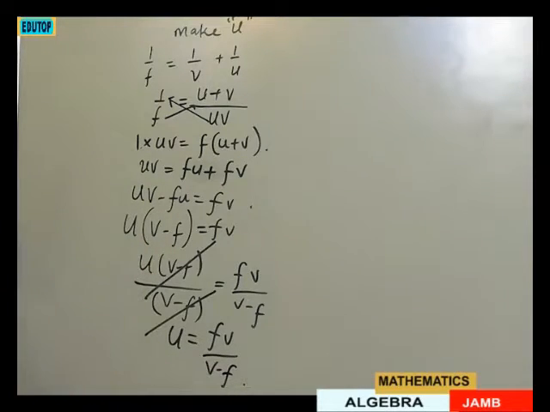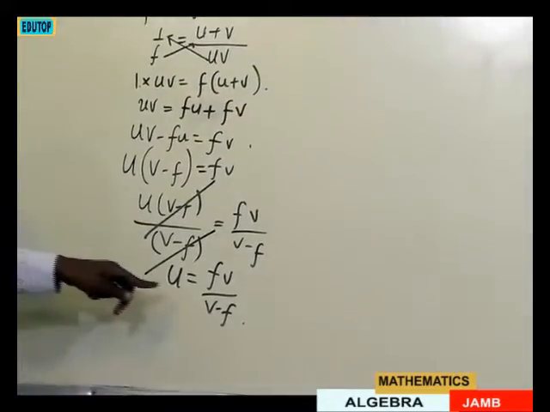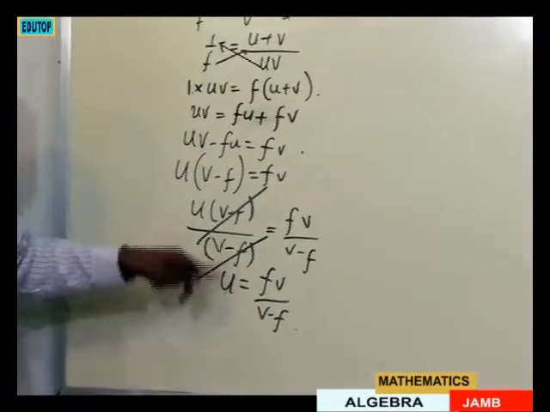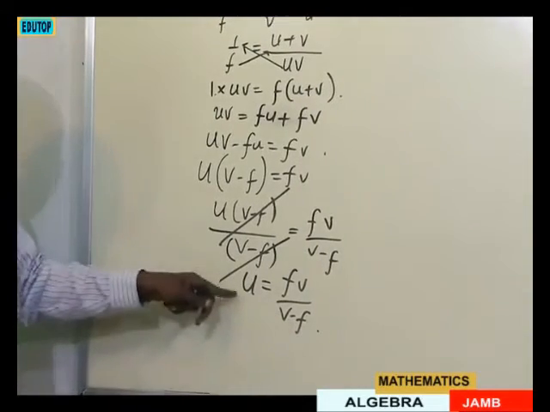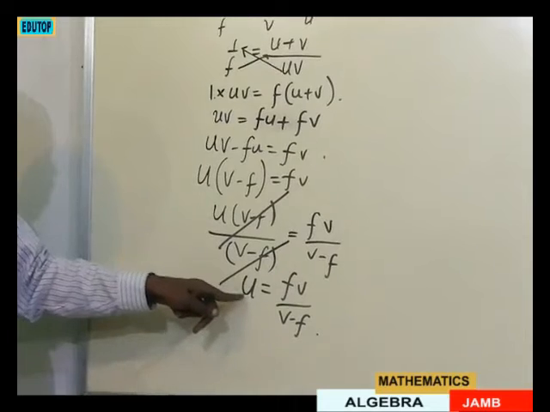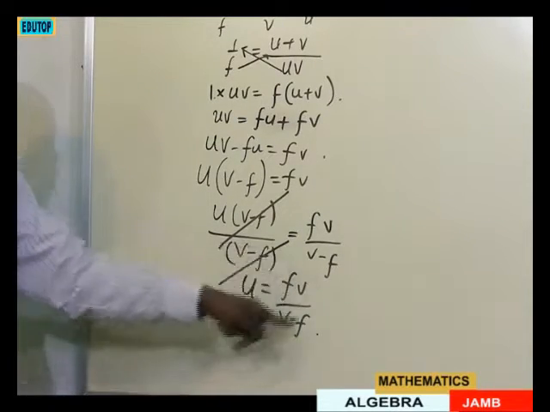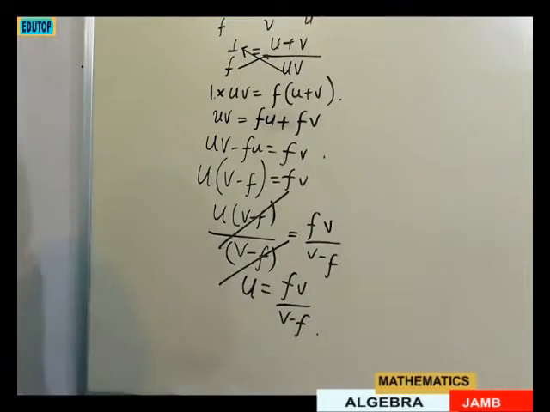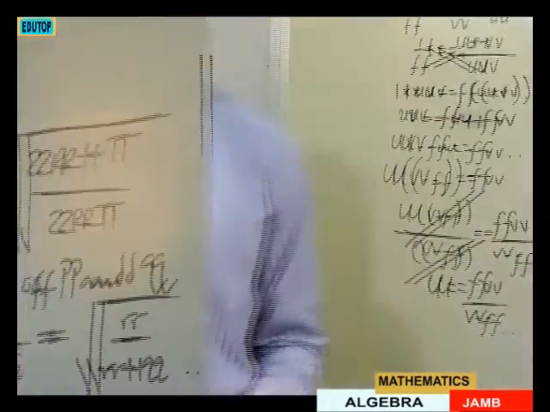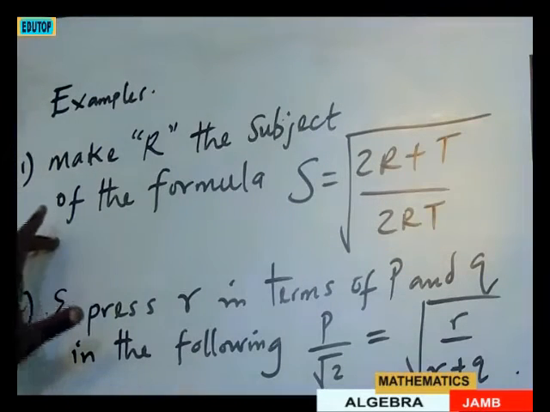So in this situation, we have succeeded in expressing u as the subject of the formula. You can see it now. It's standing alone here, which makes it what? Dependent variable here, because u will depend on the values of the other parameters. Now let's see UTME questions designed for this particular subtopic.